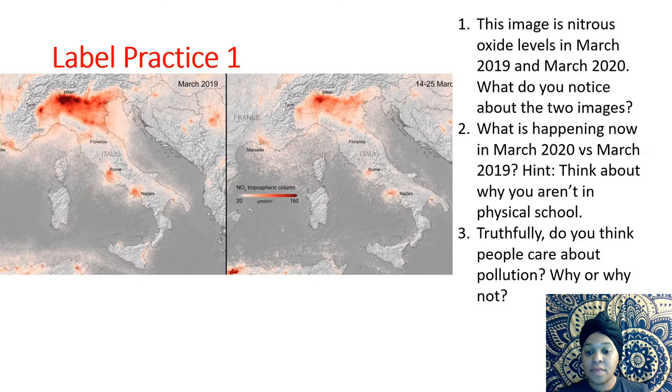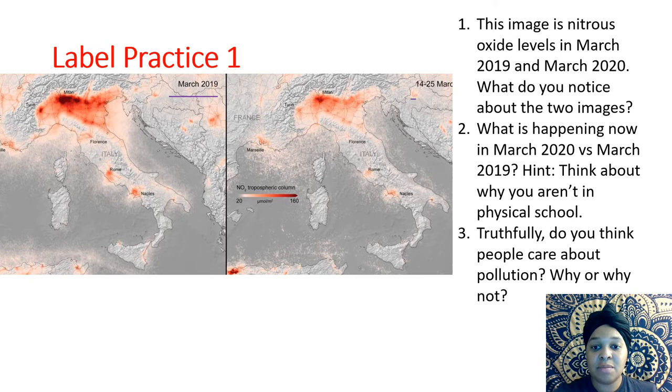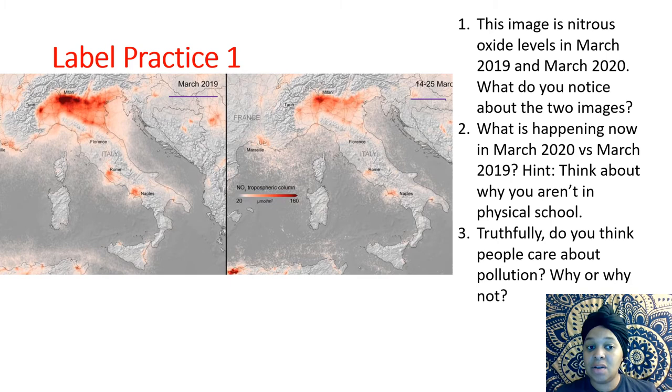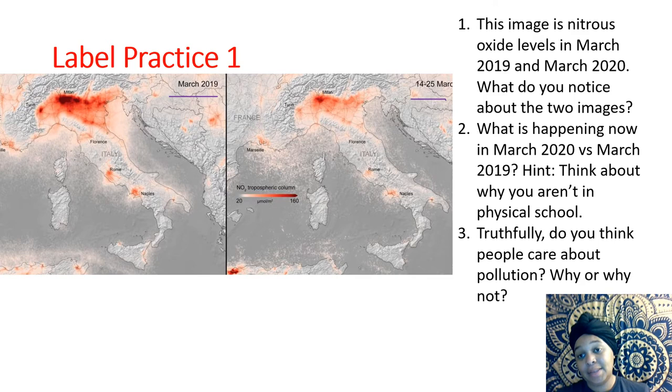So you guys already know, label this practice one. This image is nitrous oxide levels in March 2019 and March 2020. What do you notice about the two images? So as you can see, this is March 2019 last year, and this is March 2020, which is this year. What do you notice about the areas within Italy? So I will look at the red. What is happening now in March 2020 versus March 2019? Think about why you're not in school right now. And truthfully, do you think people care about pollution? Why or why not? And I'm gonna give you guys a minute to do that.